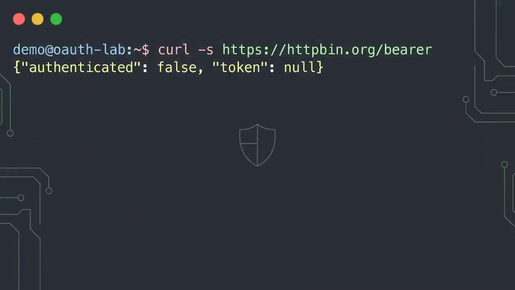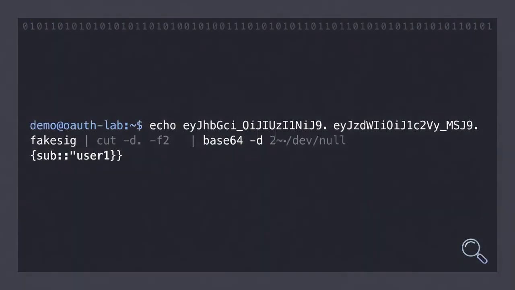Next we hit the /bearer endpoint, which is designed to test authorization headers. By default, curl sends no bearer token, and httpbin returns an authenticated response flag confirming that authorization is required to access protected data. Now we crack open a JWT by hand.